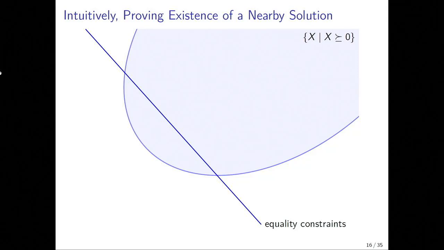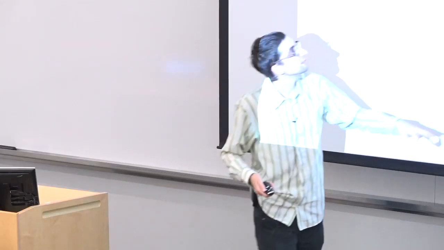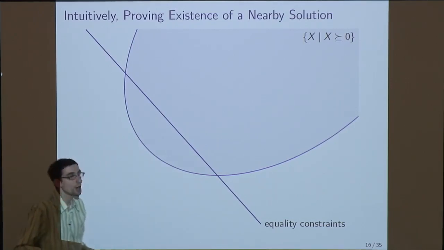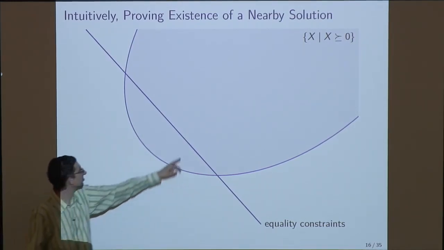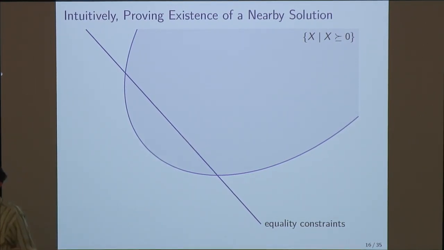So we are looking for some matrix that satisfies some equality constraints. So I will depict it as a line. I want to be on the line. And the matrix also has to be positive semi-definite. So I want it to be in the light blue area, basically. So I want to prove that there is a point both on the line and in the light blue area. That's what I want to do.